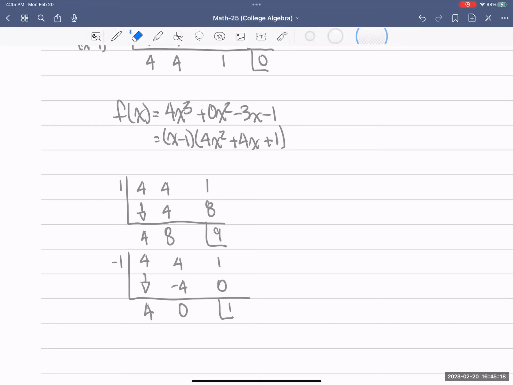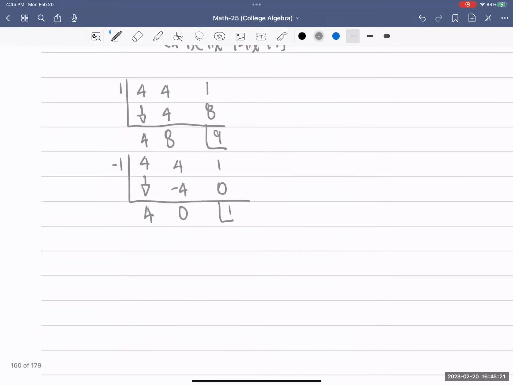All right, let's try the next one. I believe it was 1/2. So 4, 4, and 1. Bring the 4 down. 4 divided by 2 is 2. 2 plus 4 is 6. 6 divided by 2 is 3. And 3 plus 1 is 4. All right, that one didn't work out too well.